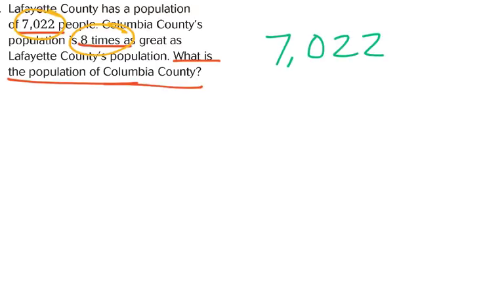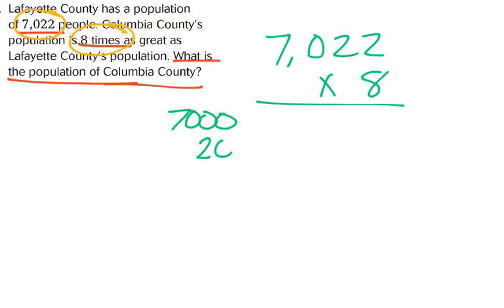7,022 times 8. Now for this one, I'm going to multiply using partial products. That's a method that I could use to multiply. So I'm going to start with my thousands place, and I have 7,000. I move to my hundreds place, and I don't have anything there. My tens place is 20, and my ones place is 2. So what I did first is expand my number to 7,000 plus 20 plus 2. Now I need to distribute, which means I need to multiply each part times my 8.